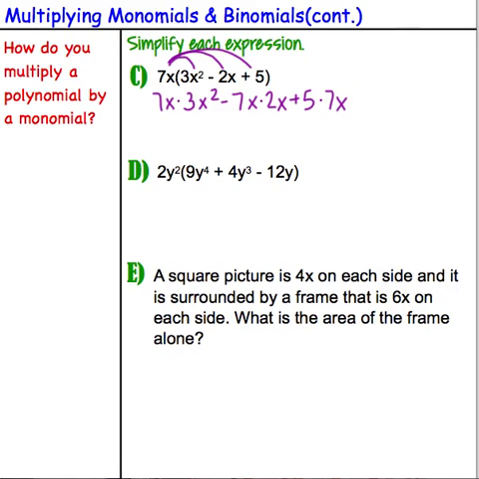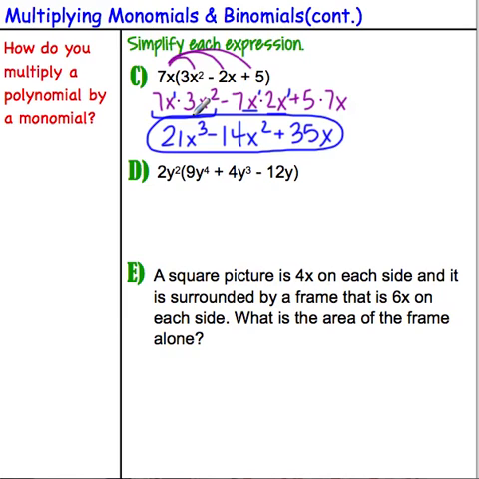So if I go ahead and take a look here, I've got the 7x times 3x squared. 7 times 3 is 21. X times x squared, that's like x to the first times x squared, that gives me 3 x's, so x cubed. Minus 7 times 2 is 14. And x times x, that's like x to the first times x to the first. It is not x, it is actually x squared. Plus 5 times 7 is 35. And then we have that x on the end. And that is our answer.